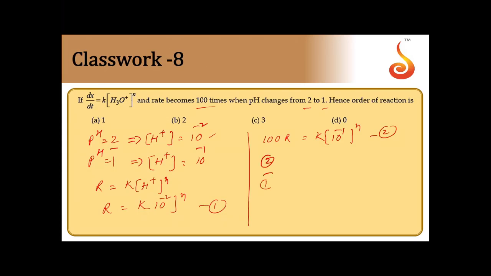Dividing equation 2 by 1, R gets cancelled, so 100 is equal to 10 to the power of minus 1 divided by 10 to the power of minus 2, whole to the power of n, which is equal to 10 to the power of n. Therefore the value of n is equal to 2, a second order reaction. So the answer is option 2, second order reaction. The rate becomes 100 times when pH is changing from 2 to 1.